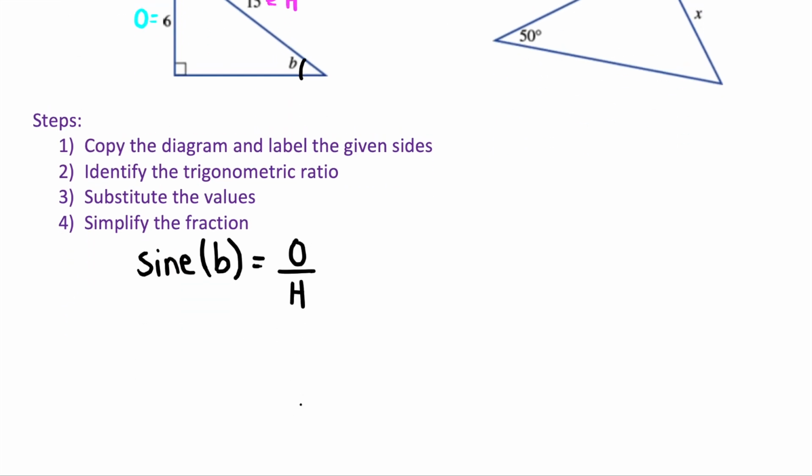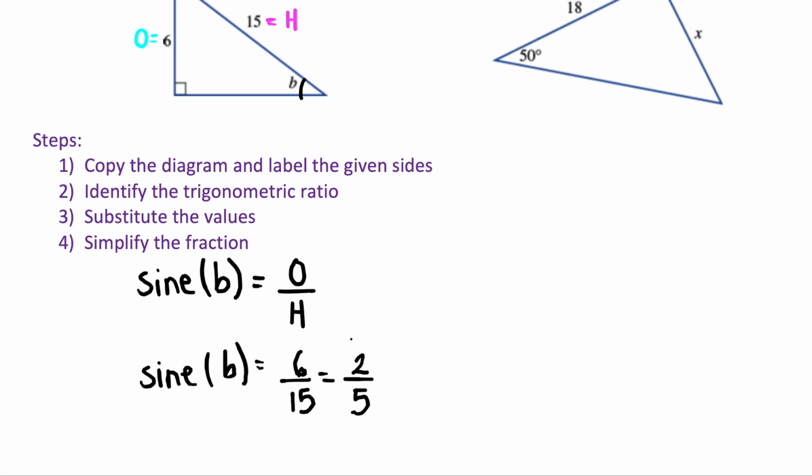So the sine of B is going to be equal to 6 over 15. And we can simplify that by dividing both numerator and denominator by 3. So this one is going to be equal to 2 over 5. Fantastic. So that's the first one.